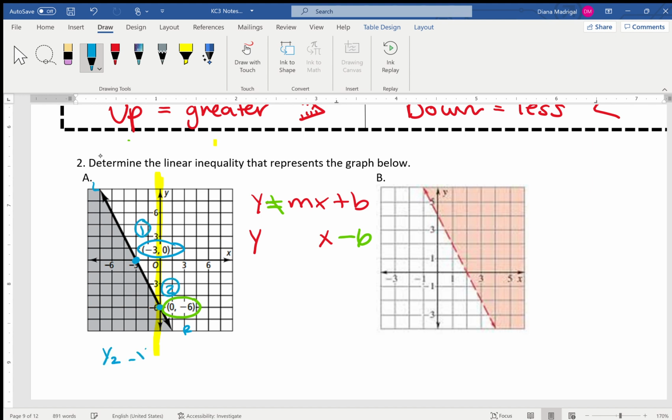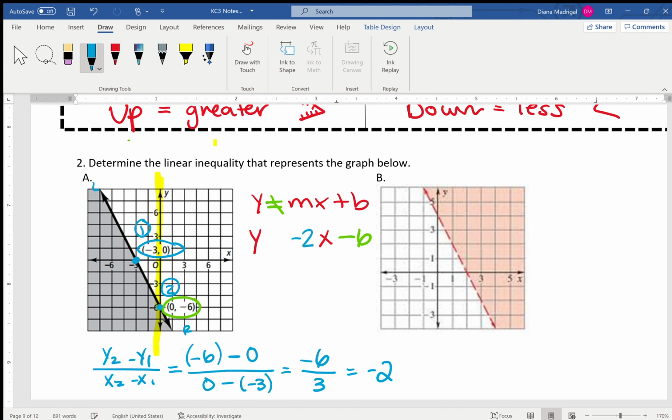So y2 minus y1 over x2 minus x1. y2 is -6, and remember, we put them in parentheses, minus y1 which is 0, over x2, which is 0, minus x1, which is -3. Every negative number, make sure you put in parentheses. -6 minus 0 gives me -6. 0 minus -3 gives me +3. And -6 divided by 3 gives me -2. So then your m will be -2. That will be your slope.